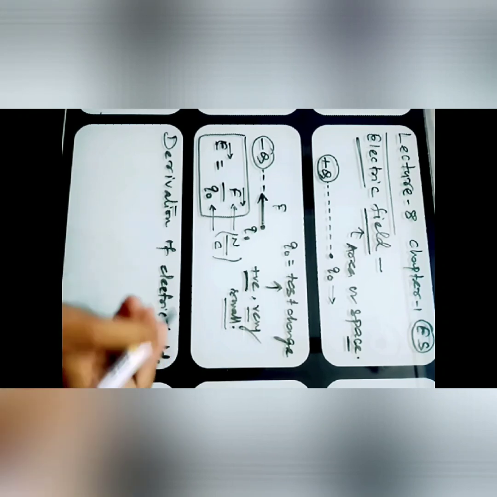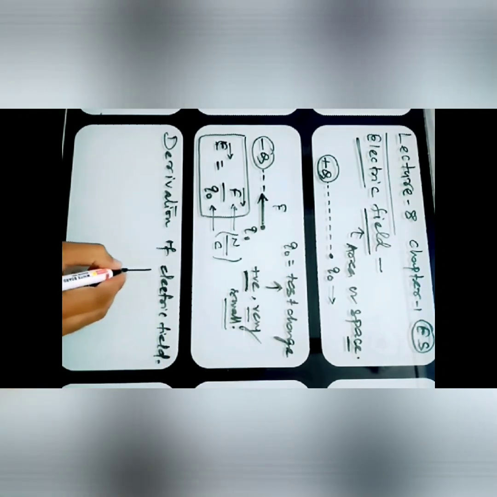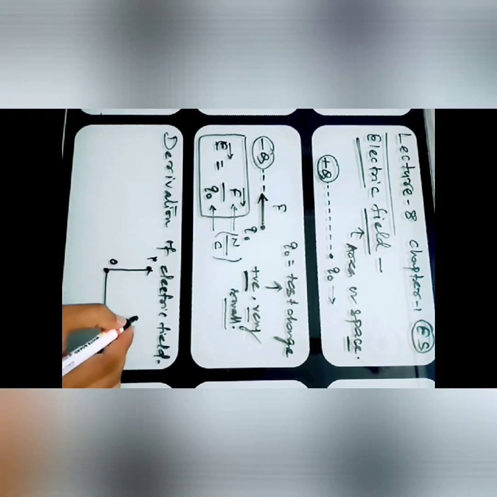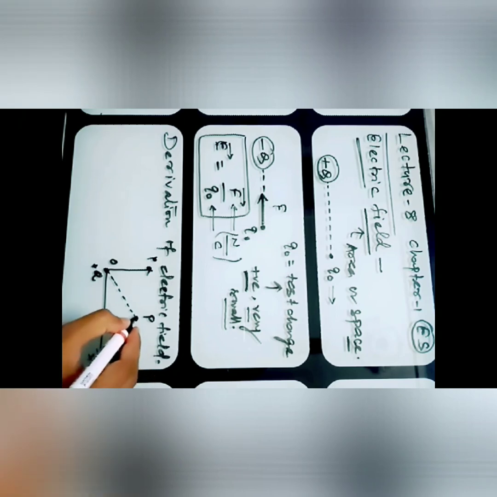Okay, so you can take a positive charge for which you have to find the electric field. This is our point of observation, and here at O we have a positive charge. We are finding the electric field at point P. This is the test charge we have placed.